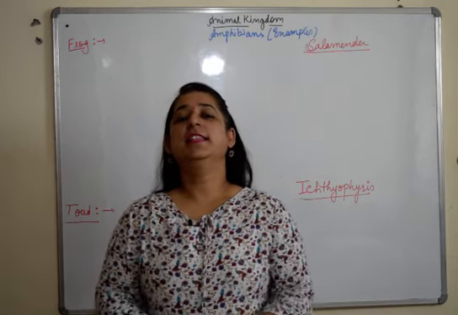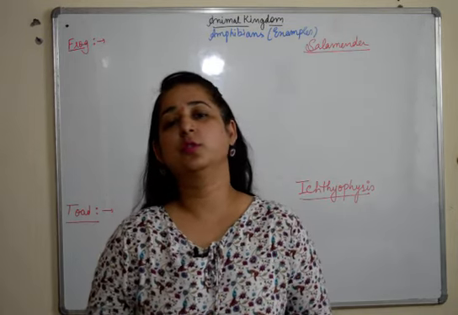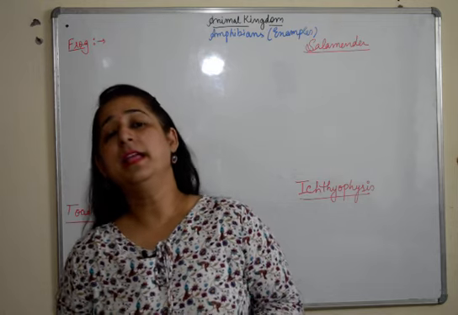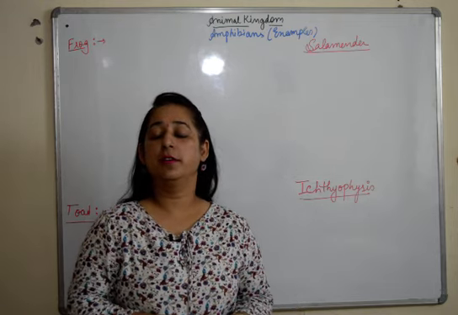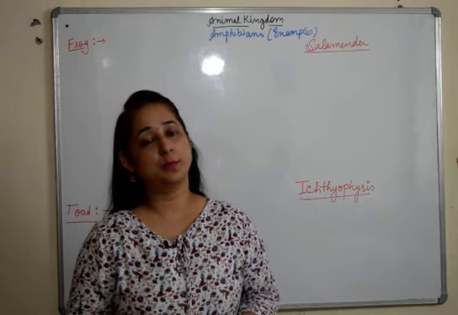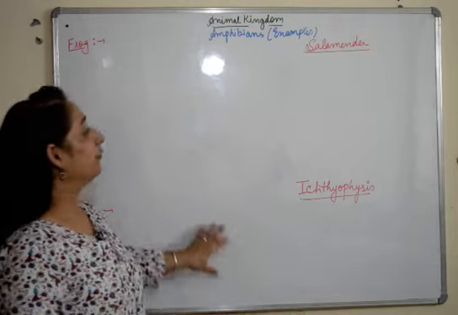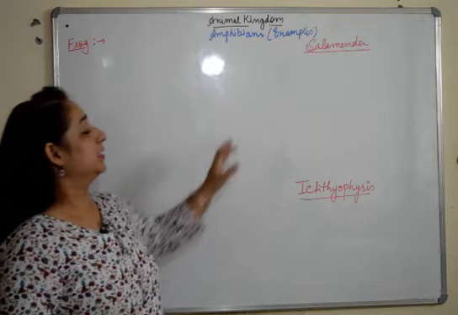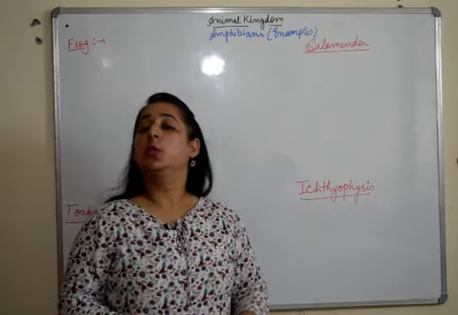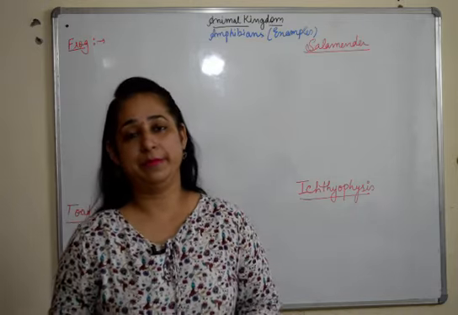Hello everyone. This video is in continuation to our videos on Animal Kingdom. We have discussed amphibians in our last video, and we discussed their main characteristics. In this video, we'll talk about examples. I'm taking 4 examples here: frog, toad, salamander and Ichthyophis. So we'll talk about all the 4 one by one.